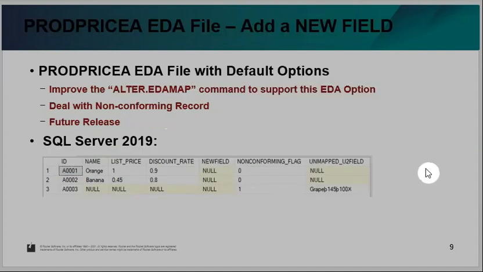The last thing I'll mention is that we have an enhancement request. We will enhance alter EDA map on the first option, so in the future it should supposedly deal with the non-conforming data issue.